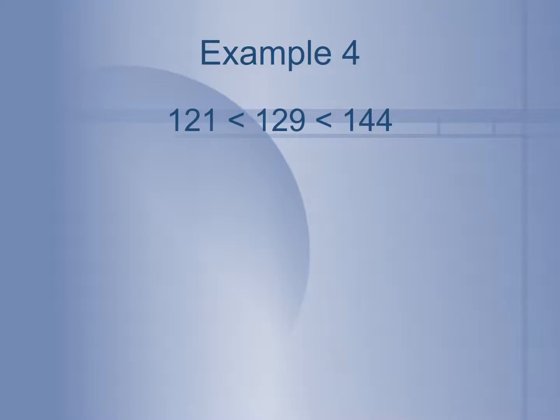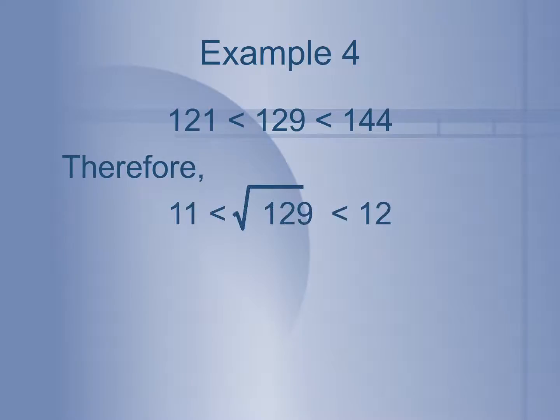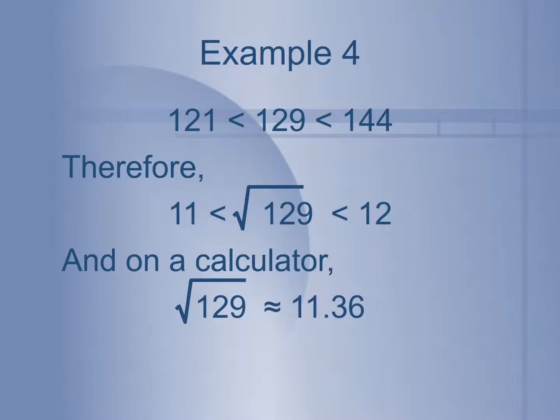And if we were to square root each number, we would get that the square root of 129 is between 11 and 12. And if we were to approximate with the calculator, we would find that the square root of 129, if we round to the hundredths, is approximately 11.36, which makes sense because it should be between 11 and 12.